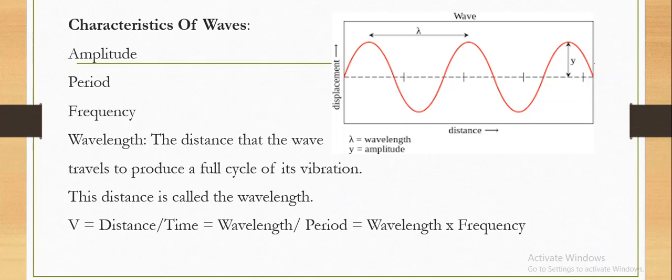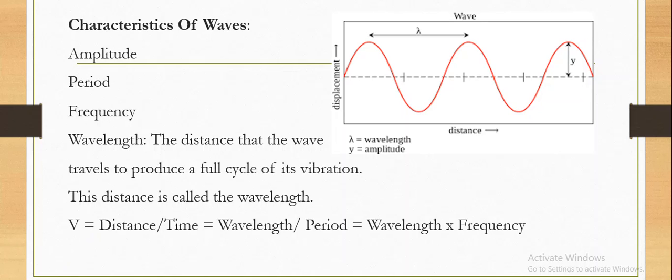So now, fourth one is wavelength. The distance that the wave travels to produce a full cycle of its vibration is called the wavelength. Then fifth one is wave velocity, that is denoted by v, which in common usage refers to speed, although properly, velocity implies both speed and direction.